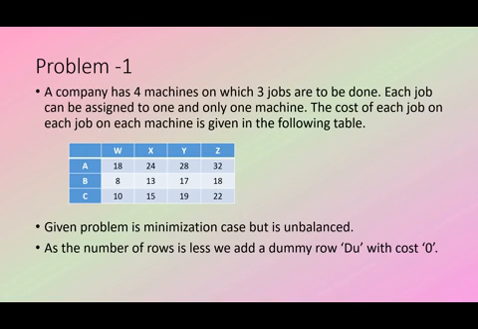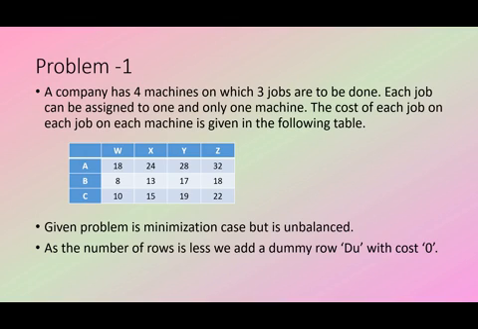So I'll read out the problem again. A company has 4 machines on which 3 jobs are to be done. Each job can be assigned to one and only one machine. The cost of each job on each machine is given in the table below, right? We are supposed to find out the total assignment cost, TAC, for this. Because it is a cost matrix, it is a minimization case, so nothing to worry about there. But the problem is unbalanced because the given matrix is not a square matrix, right?